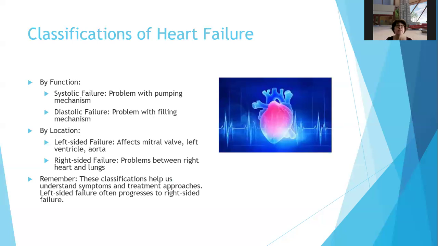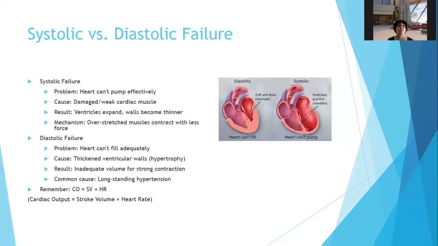It could also be classified by location. We talk about left-sided failure or right-sided failure. So left-sided failure is problems on the left ventricle, and that backs up into the lungs, and right-sided problems between the right side of the heart and the lungs, and it backs up into the systemic circulation. So classifying it these different ways helps us understand symptoms and treatment approaches, but left-sided failure can progress to right-sided failure. Right-sided failure can progress to left-sided failure. So they're all related. We'll talk about them.